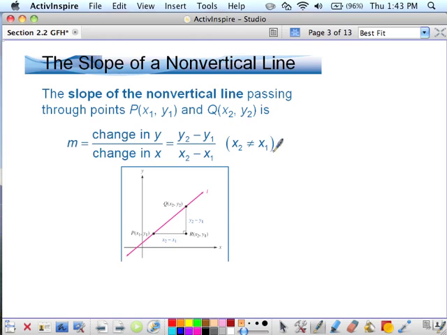Notice right here in parentheses that it says x2 cannot equal x1. If x2 and x1 were equal, it would produce a 0 in the denominator, thereby making the slope undefined. We'll talk a little about that later.